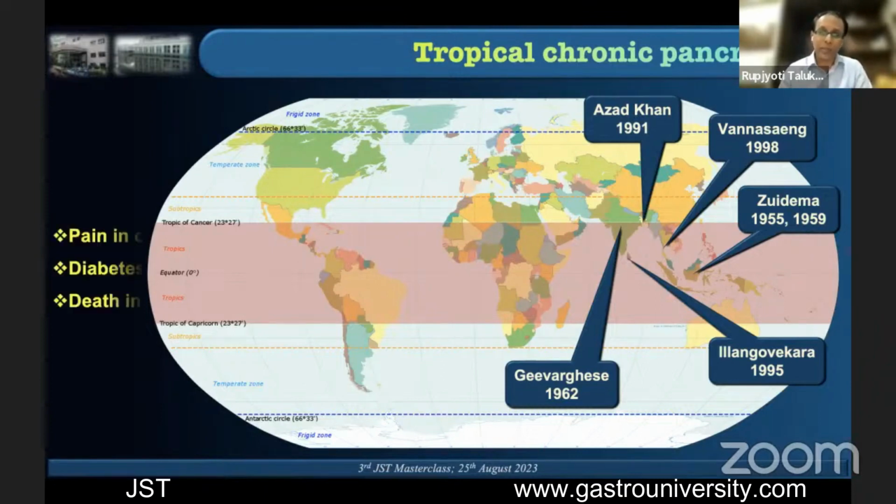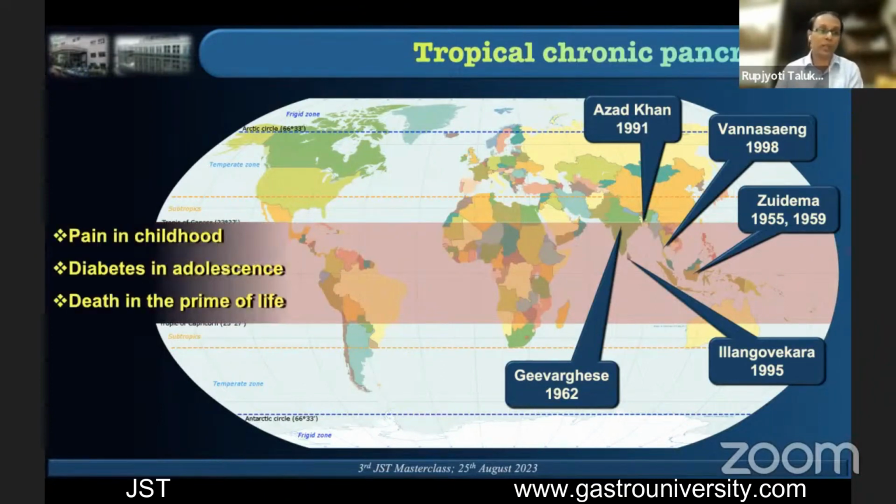The specific characteristics of this disease were that the patient had very severe pain during childhood, diabetes in adolescence, and death in the prime of life. So these are the trio, or the triad, of the classical disease called tropical chronic pancreatitis.